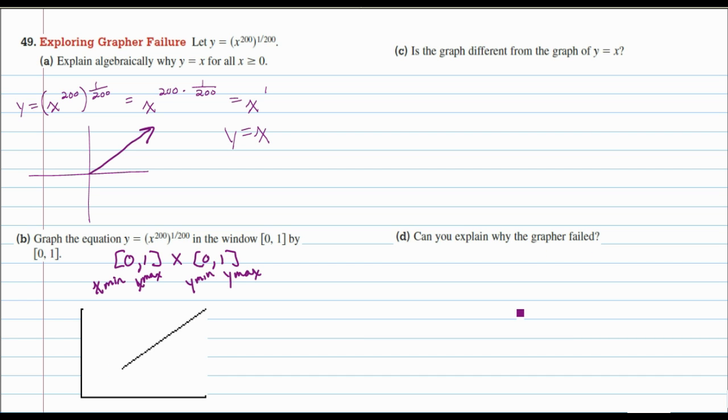Is the graph different from the graph of y equals x? Absolutely. It's missing a lot of values close to 0.